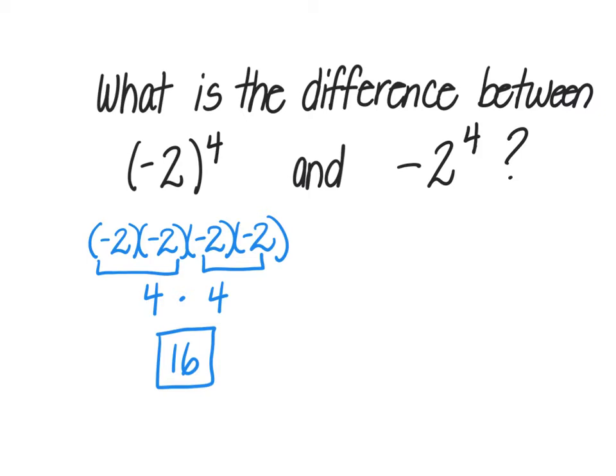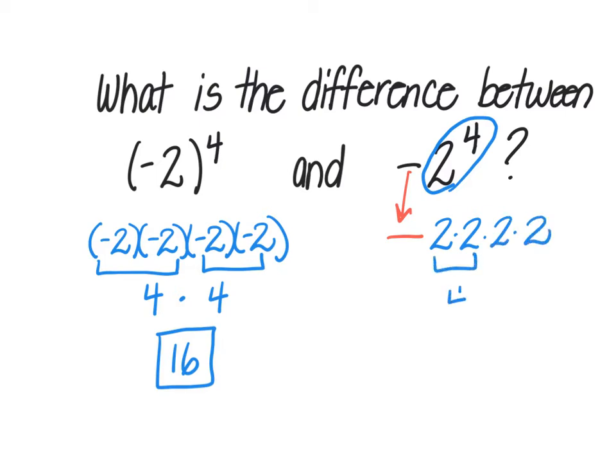But in this other example, the power of 4 is only going to the 2 because the negative isn't wrapped in parentheses. So what this example means is we have one negative that sits in front, and then we have 4 2's. So then when I multiply, 2 times 2 is 4, the other 2 times 2 is 4, that's 16, but that negative comes down and sits in front. So this result is negative 16. So it's all about the parentheses here.